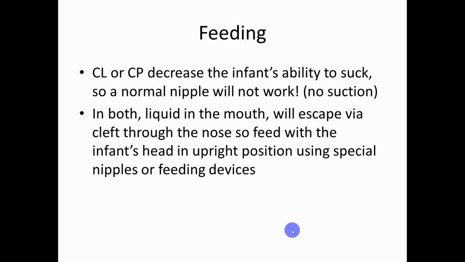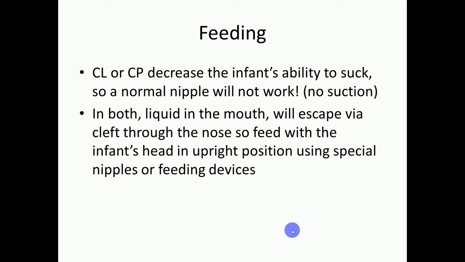Feeding: cleft lip or cleft palate decreases the ability of them to suck. And if you can't suck, then you're not going to get the required nutrients that you need. So with that, a normal nipple will not work. They have to have an orthodontic nipple, the one that's got a wider base with a larger slit at the end. In both, liquid in the mouth will escape via the cleft through the nose, so you have to feed them in an upright position, burping a lot, with special nipples and feeding devices.